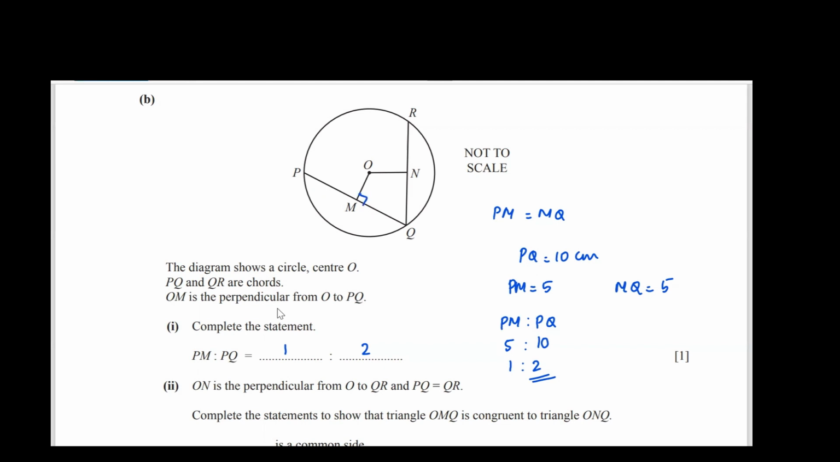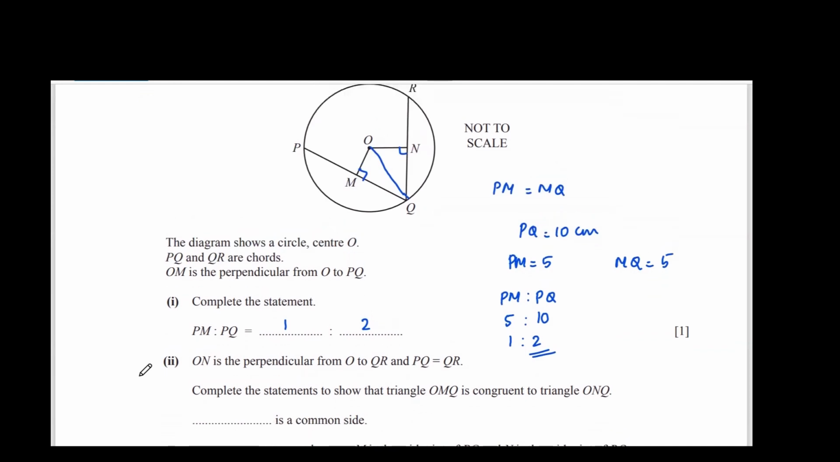Now, moving on. ON is perpendicular from O to QR. So ON is also perpendicular. So that makes RN and NQ equal. Complete the statement to show that the triangle OMQ, so we need to draw a line here to make this a triangle. OMQ is congruent to triangle ONQ.